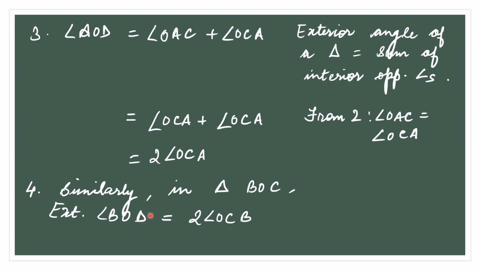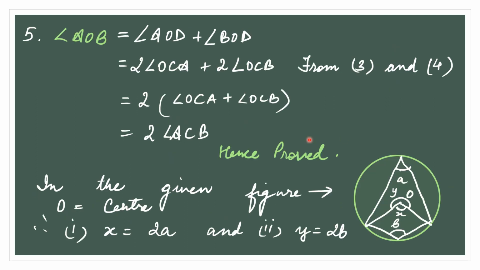Exterior angle BOD will be equal to 2 times OCB. And what is angle AOB equal to? Angle AOB is equal to angle AOD plus angle BOD, which is equal to 2 OCA plus 2 times OCB. Therefore, 2 times OCA plus 2 OCB is equal to 2 times (OCA plus OCB). What is OCA plus OCB? It is angle ACB.